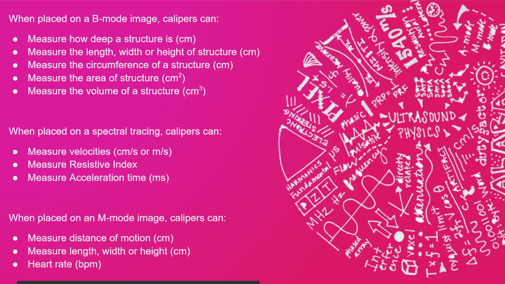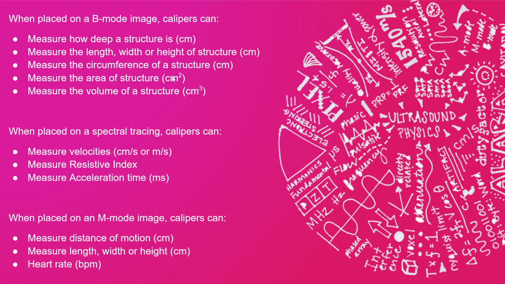So for example, in B mode, we can put calipers on to measure how deep a structure is into the body. We can measure the length, width, and height of any structures. We can measure the circumference of a structure, so that's going around the outside, maybe the outside of a vessel, outside of the fetal head. We can measure the area of the structure and the volume of the structure as well. What I've included on this slide behind each of these is the expected unit that those will be measured in. So remember, the biggest part on this is any length or circumference is centimeter.